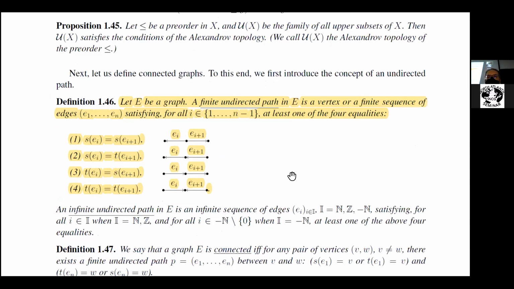Okay, so let's take any graph. So what is a finite undirected path? Well, of course, it can always be a vertex or a finite sequence of edges. But now, instead of satisfying one relation that the end of the former edge is the beginning of the next edge, now we have four different possibilities. They're highlighted here on the picture.